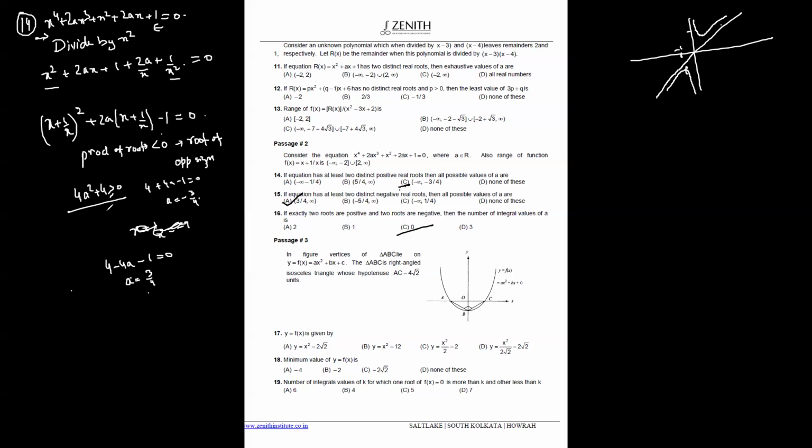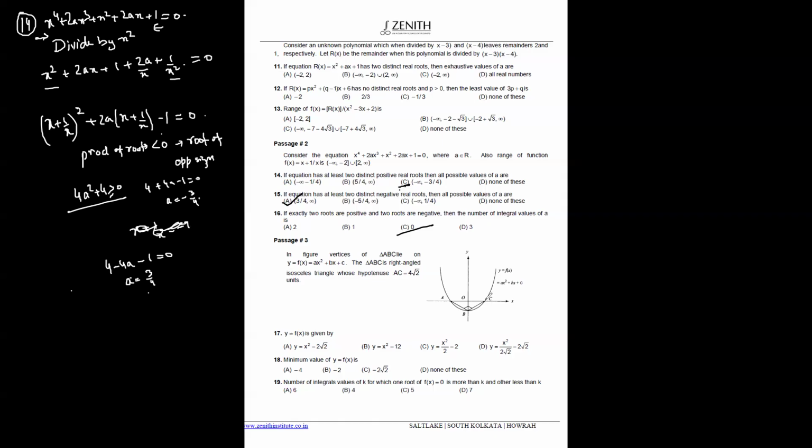And the third passage. The vertices of the triangle ABC lie on the quadratic y equal to fx. If ABC is a right angle triangle whose hypotenuse is 4√2, then we have to find the quadratic.